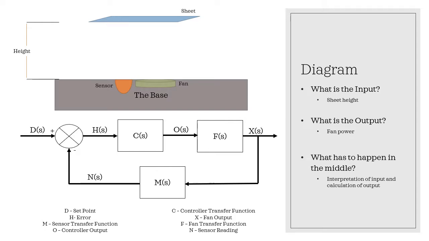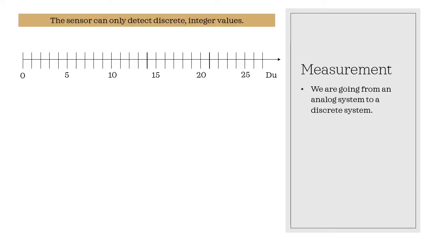So let's talk a little bit about measurement. Let's say our sensor can only detect discrete integer values, and we're going from an analog system to a discrete system now. And what that means, basically analog is a continuum. You can have as many fractional values as you want. And then a discrete system, you're set to a limited set of values. And our sensor only can detect a limited set of values, so we're going from analog to discrete.